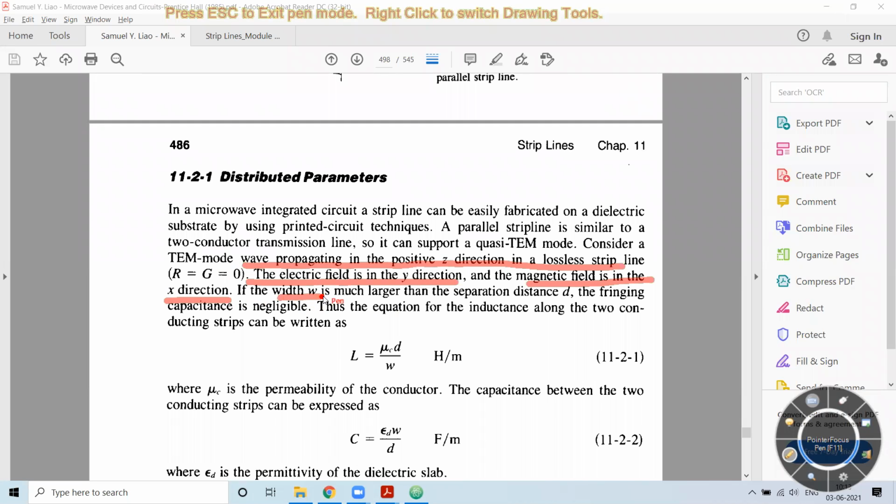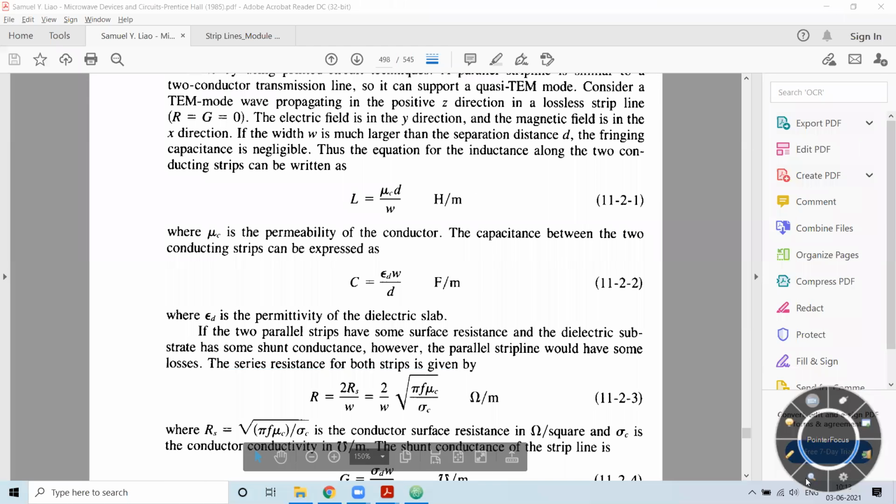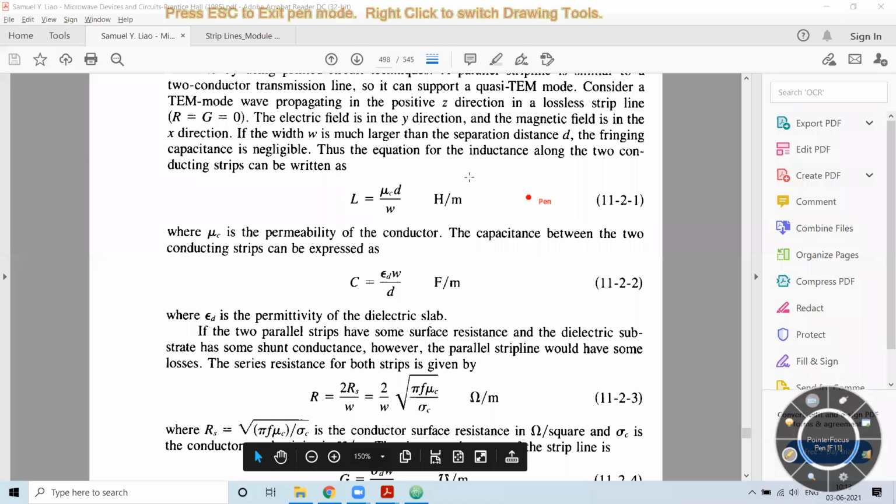We are assuming that the width w is much greater than the distance. That is, the w parameter is much greater than the distance between these two conductors or the height of the dielectric. So that is what we are considering over here. Then we have something called fringe capacitance, which we will be looking at in the next part, that is in coplanar or shielded coplanar strip lines. We will be observing what the fringe capacitance is. So we are neglecting those.